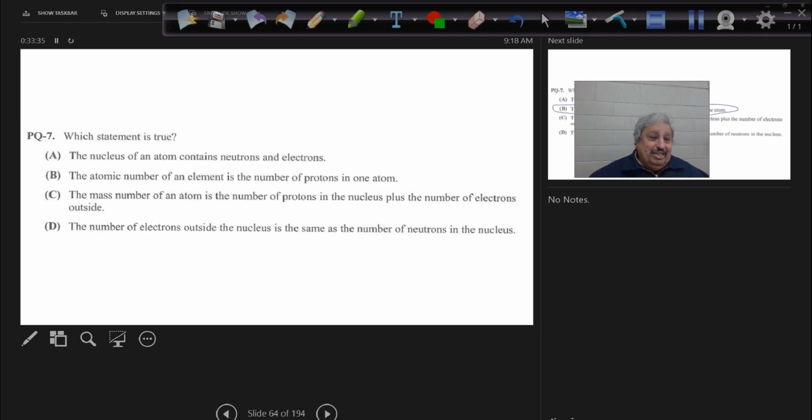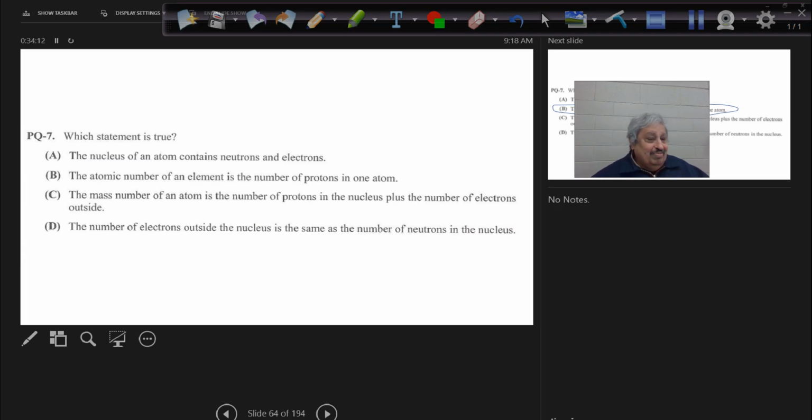Okay, which statement is true? The nucleus of an atom contains neutrons and electrons. The nucleus is not the atom, it is the heart and the core of the atom. There are no electrons inside. Electrons are zooming and spinning outside the nucleus, correct? So A is out.